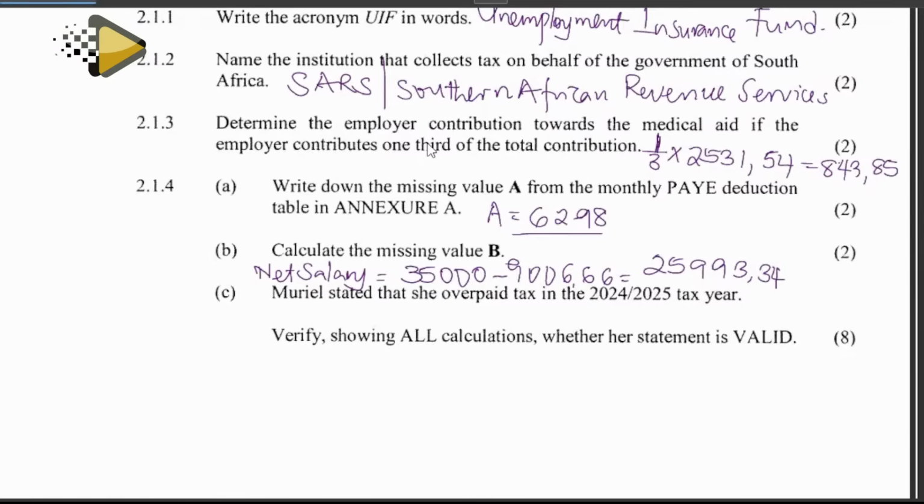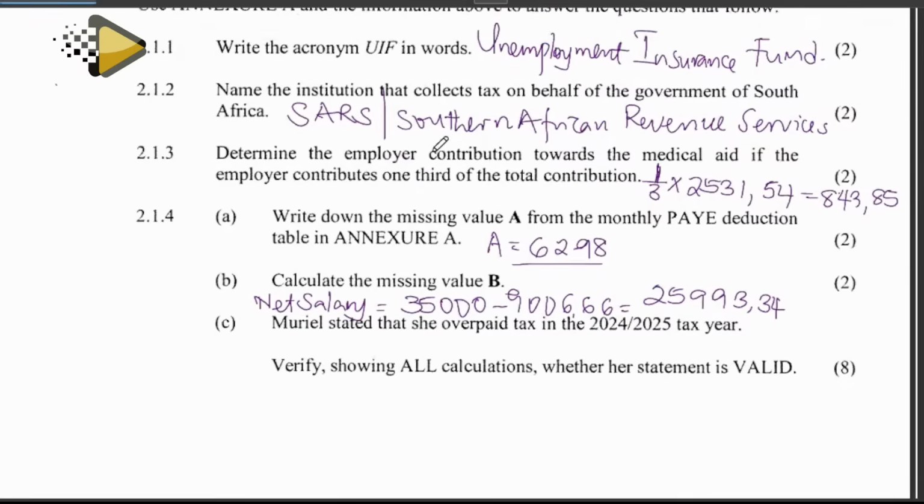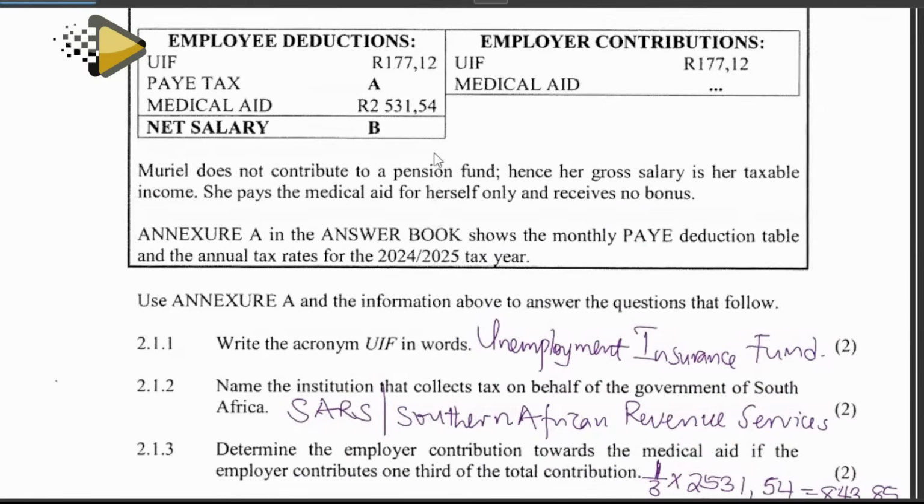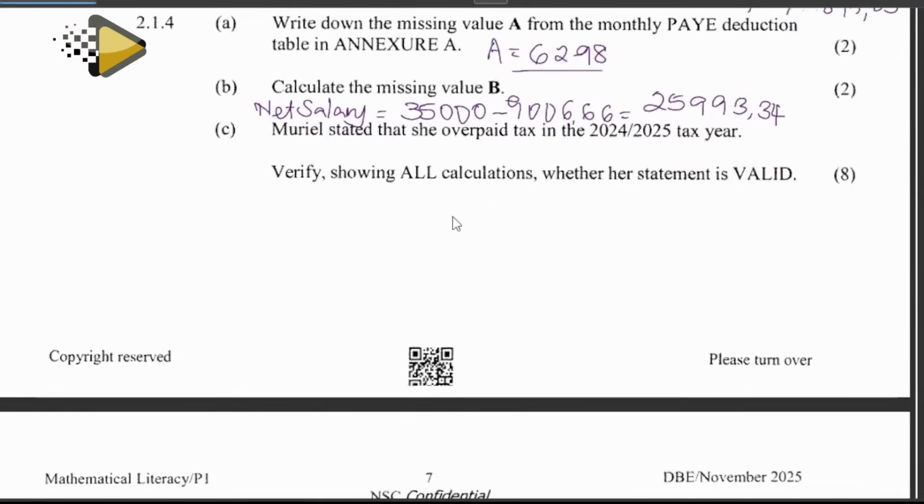So she stated that she's overpaid in tax. Now, if you read very well here, it says she does not contribute to pension fund. Hence, her gross salary is her taxable income, meaning it's already taxable income. However, this is the gross salary that we see here. It's monthly. It has to become annual. So we're going to say times 12.